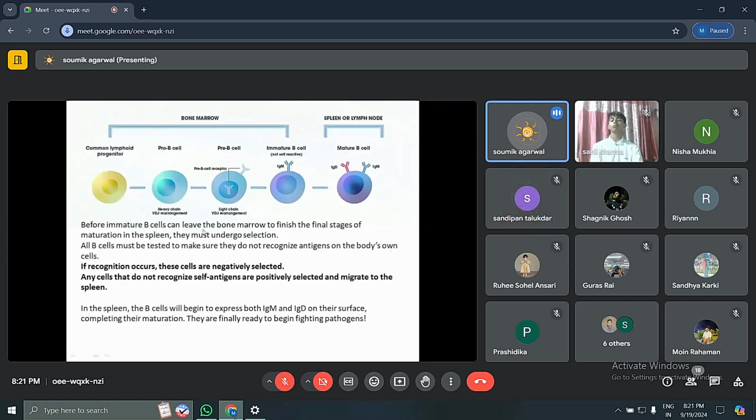Before the cell is matured and leaving the bone marrow in the final stage, all B cells must be tested to make sure they do not recognize antigens of their own cell. This is very, very important. What is that? If these B cells recognize own cells, meaning own body cells, as foreign, then autoimmune disease will start. So if it recognizes its own body cells, then those cells get destroyed. Only positively selected cells remain functional. Okay?